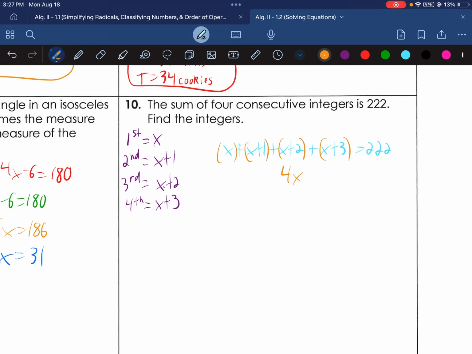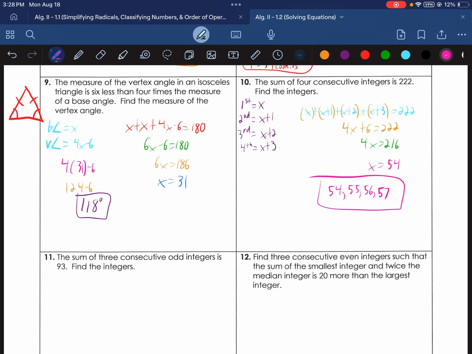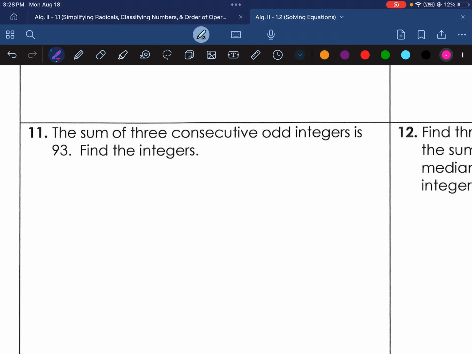Regardless, you would combine like terms here and get x plus x plus x plus x to get 4x. And 1 plus 2 plus 3 is 6. Subtracting 6 from both sides gets you 4x equals 216. Dividing both sides by 4, x equals 54. So if that's the first number, that means the next numbers are just the following ones: 55, 56, and 57. You could also just plug them back into here if you wanted to as well, which would yield the same exact results. And there's no labels here because we're just talking about the numbers themselves.